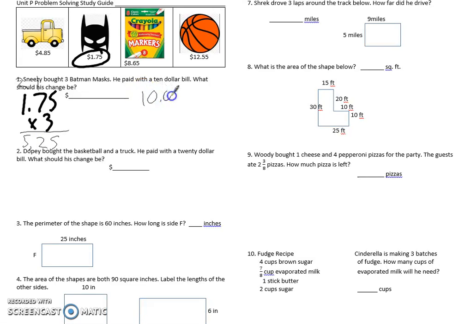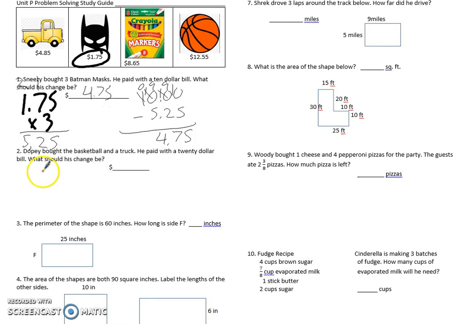He paid with a $10 bill. So we're going to take $10 minus $5.25. Got a lot of borrowing to do here. And we end up with $4.75. So the second one, Dopey bought the basketball and the truck, paid with a 20.